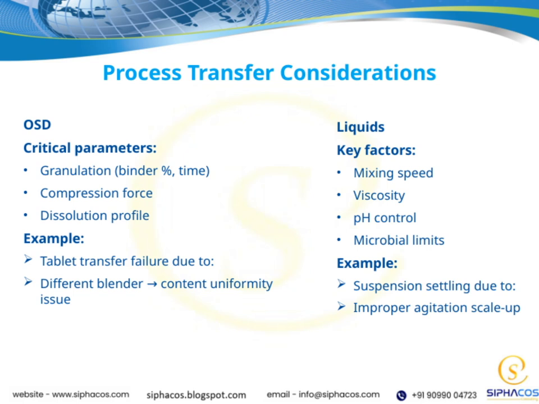A common example of a process transfer issue is tablet transfer failure, which can occur if different equipment, such as a blender, results in content uniformity problems. This highlights the importance of carefully managing scale-up and transfer steps to maintain product consistency throughout the manufacturing process.